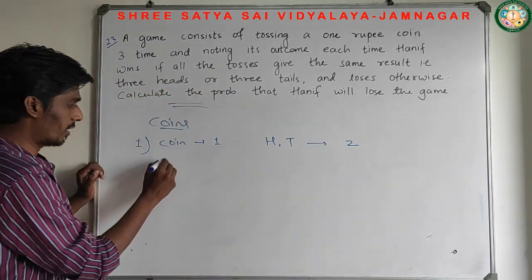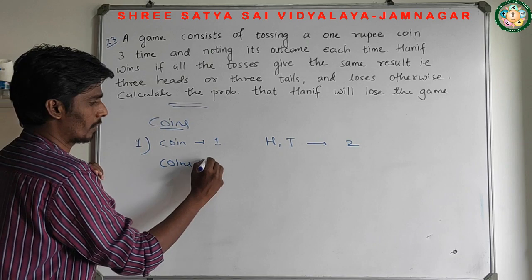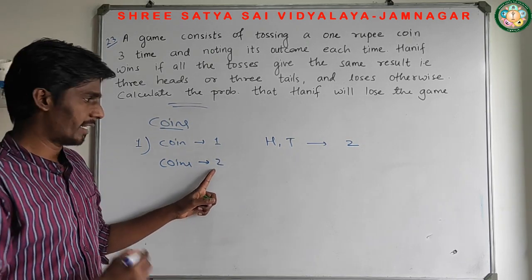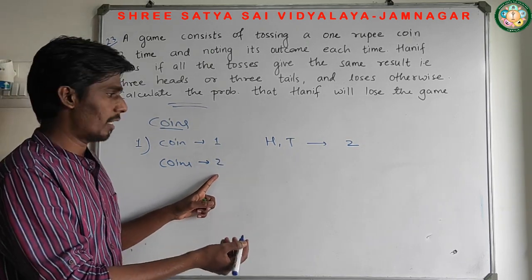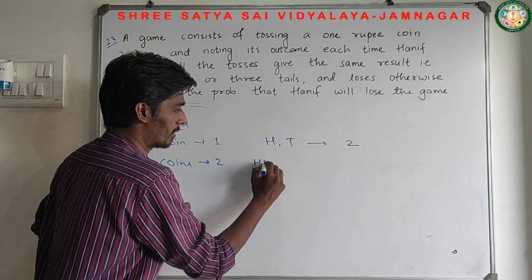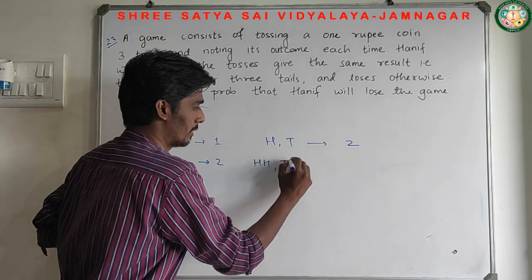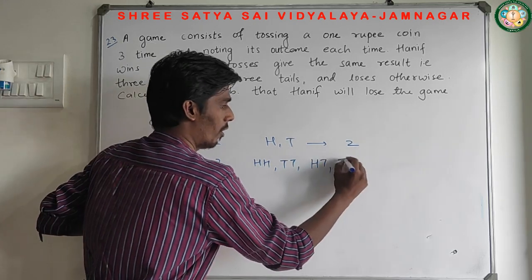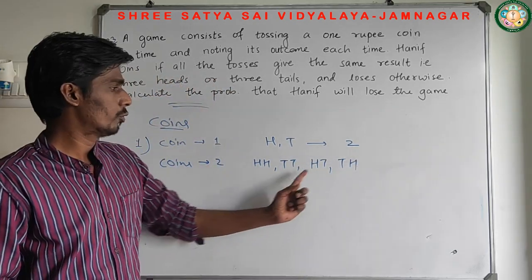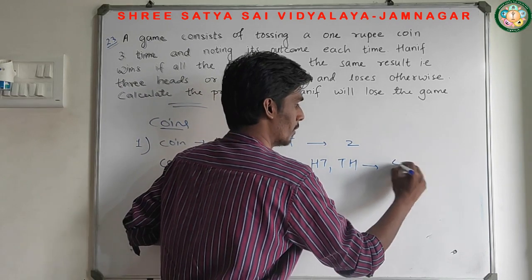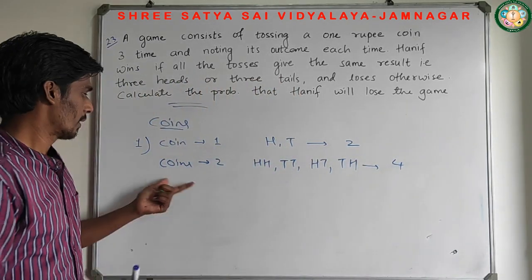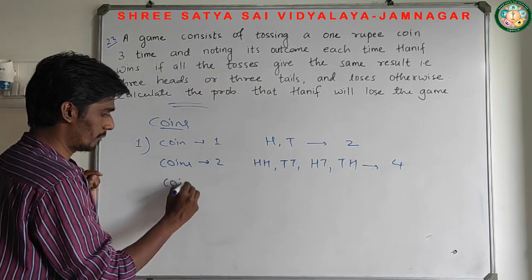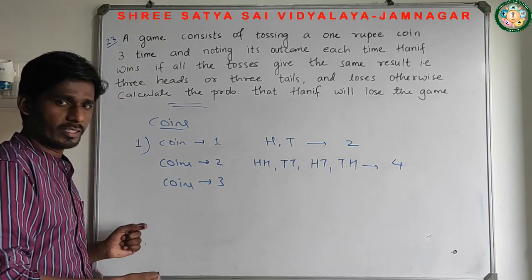Suppose the number of coins is 2. Suppose there are 2 coins, then the possible outcomes will be what? It's head head, tail tail, head tail, or tail head. 1 2 3 4. So the possible outcome is 4. Now suppose 3 coins are there.